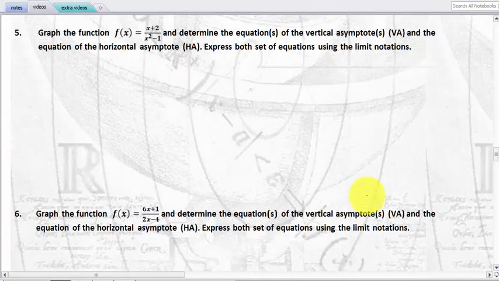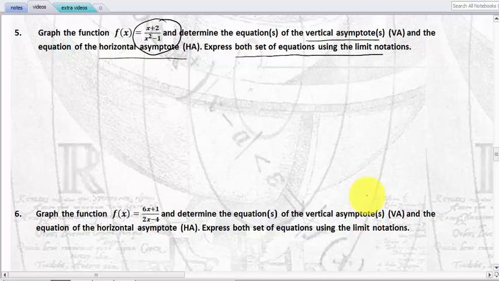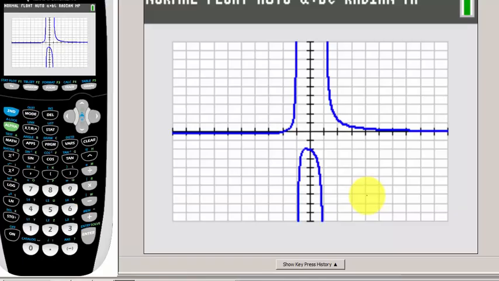Okay, so I'm asking you to graph this function. We use a calculator for that, to determine the equation of the vertical asymptote and the equation of the horizontal asymptote. Express both sets of equations using the limit notation. Okay, so let's check out the asymptotes. I have already entered the function into y1. Let's look at the graph. Here is the graph of the function.